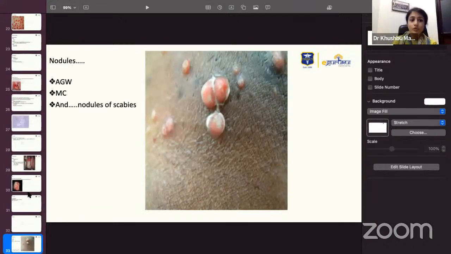Now coming to nodules. So when we talk about nodules in the genital area, you should think of anogenital warts, you should think of molluscum contagiosum, and you should think of nodules of scabies. We talked about it. Scabies in genital area sometimes can present with nodular scabies. So scabies would be itchy. You would be giving some history of itching. Anogenital warts and molluscum contagiosum would be totally asymptomatic.